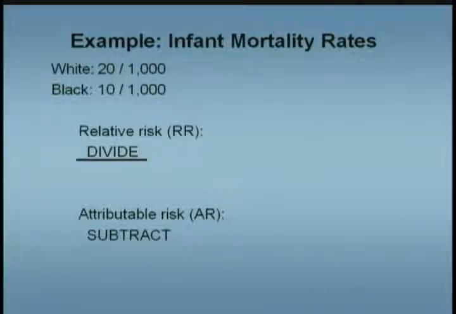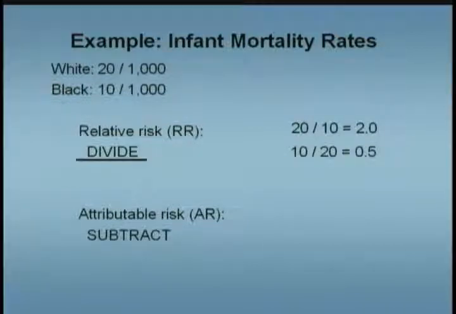Wait, how do I know which one goes on the top and which one goes on the bottom? That's easy. Listen to the question. If the question says, what's the relative risk of white versus black? Then white on top, black on the bottom. Relative risk computes to 2. If the question says, what's the relative risk of black versus white? Then black on the top, white on the bottom. Relative risk of 0.5.